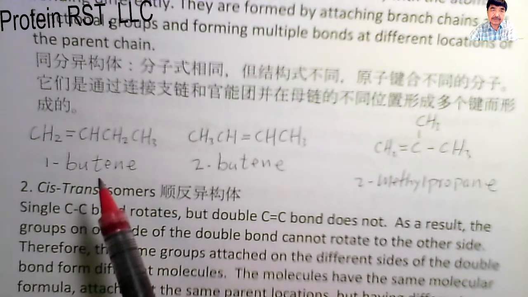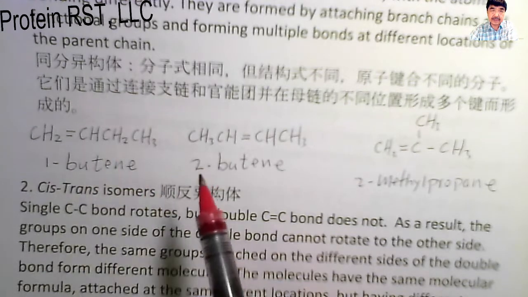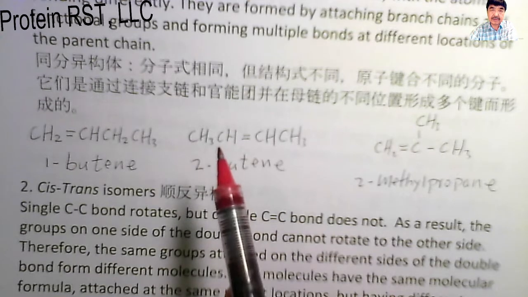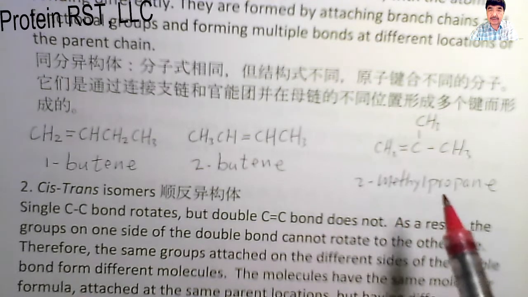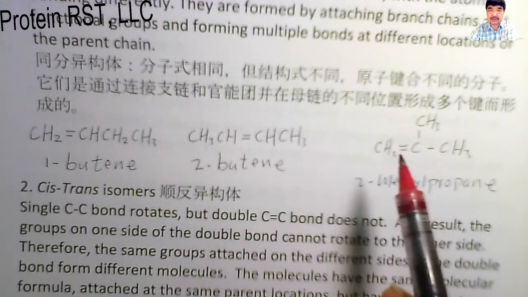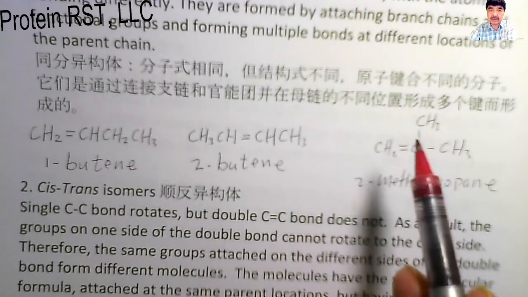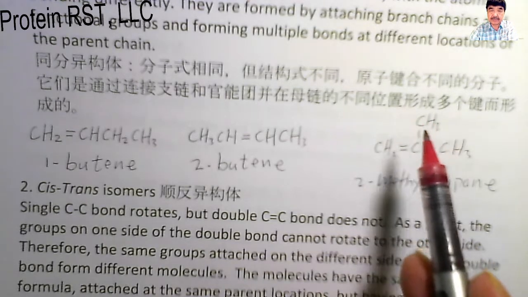This is butene, with three isomers here. The first one is called 1-butene. The double bond is between C1 and C2. This one is 2-butene. The double bond is between C2 and C3. And this one is 2-methylpropene. The parent chain has 3 carbons with the double bond between C1 and C2. At C2, it has a methyl group.